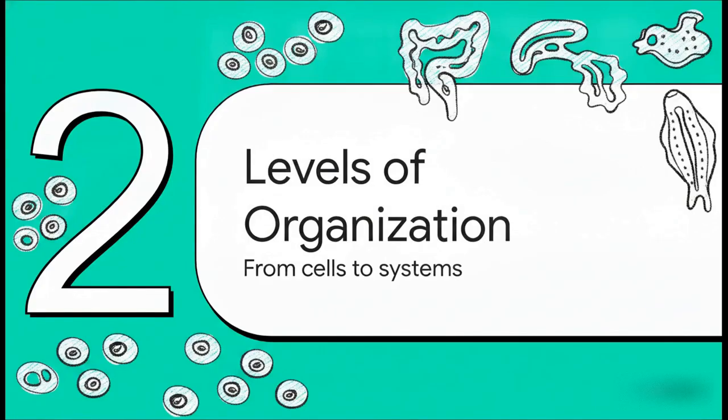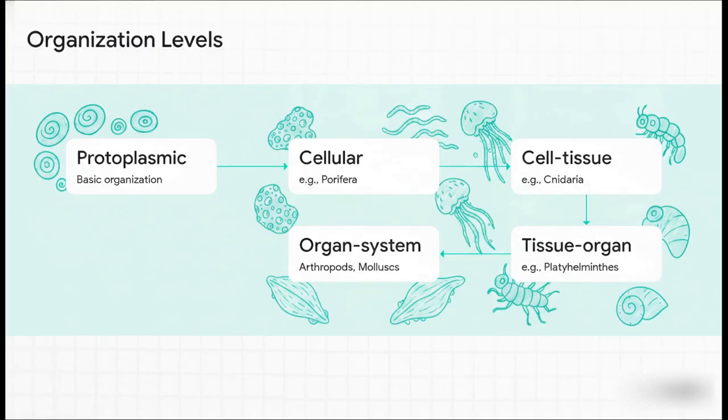Moving on to Section 2, levels of organization, going from cells to systems. Now, to really understand these modern organisms, we have to trace how biological life built itself up, going from simple, isolated structures into unified, complex systems. It's like a scaffolding of biological complexity. We start at the most basic baseline, the protoplasmic level. Then we move up to cellular organization, which is where you find creatures like porifera, the sea sponges.